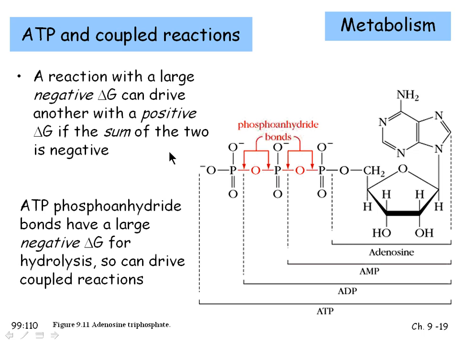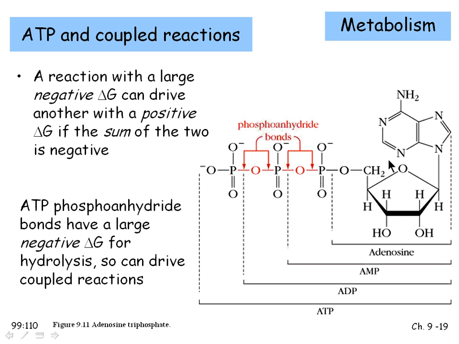Now, one of the handy things about biochemistry is that you can have a reaction that has a large negative delta G, that it's strongly favored to go in the forward direction. And if you can couple that to another reaction that has a positive delta G, it would not tend to go forward. If the sum of the two is negative, the more negative one will draw the other one forward. And one place where we see that frequently is in reactions that involve ATP. That ATP provides an intermediate that allows us to couple unfavorable and favorable reactions.